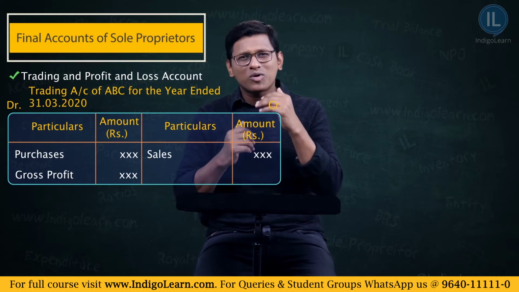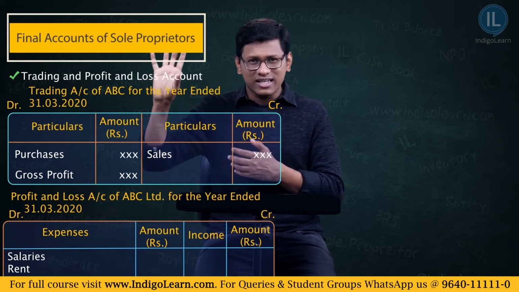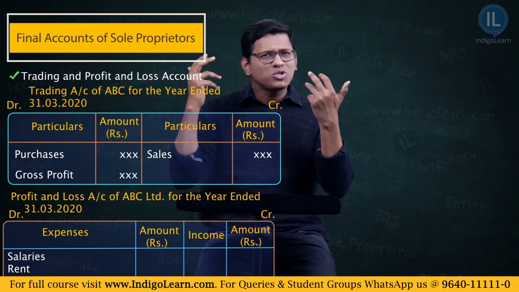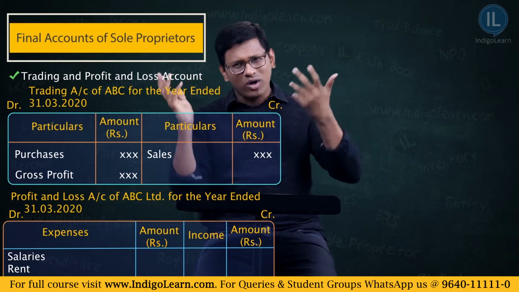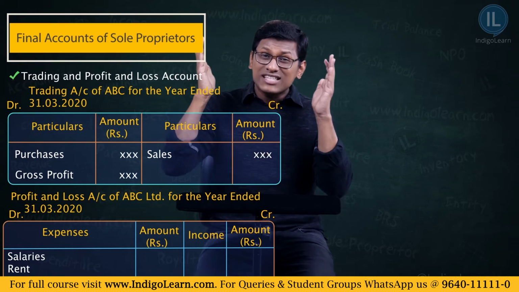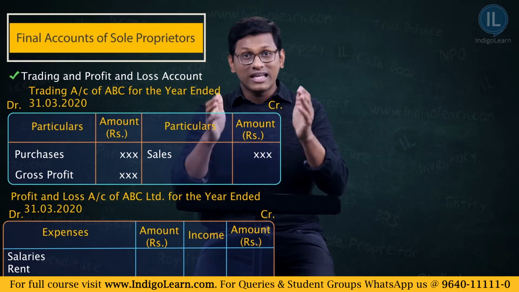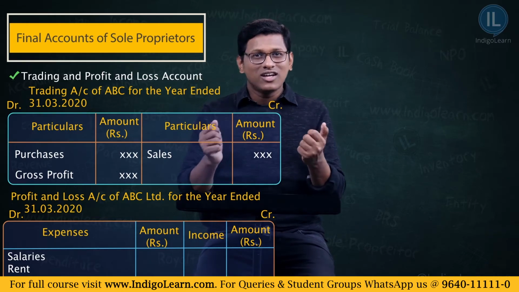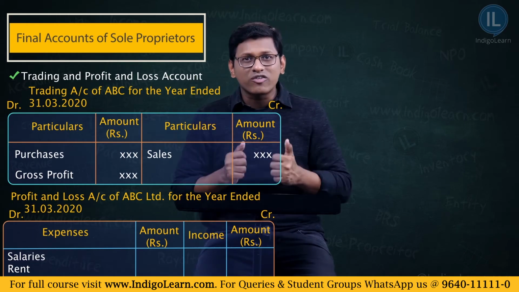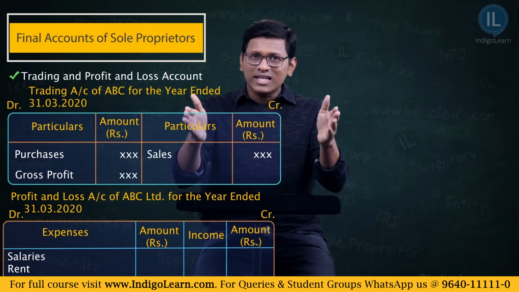Similarly, if I talk about profit and loss account, you will find profit and loss account of ABC, that business, for the year ended 31st March 2020, 2021, 25, whatever you want to write. But the point is, you are talking about a specific period. In this period, this is my profit. In this period, this is my loss. In trading account, in this period, this is the result of trading, gross profit or gross loss. So like that, you have for that period.